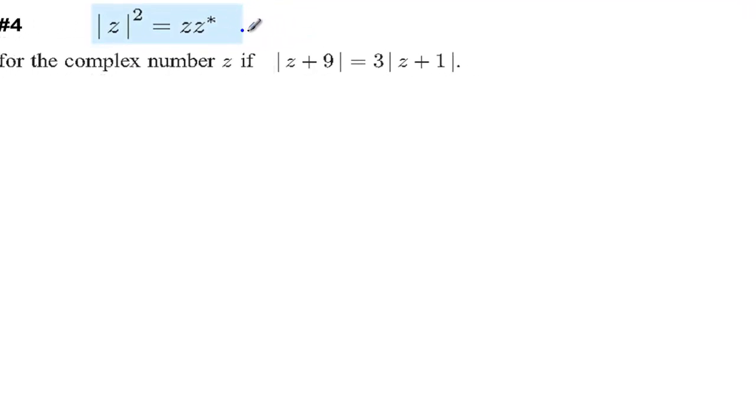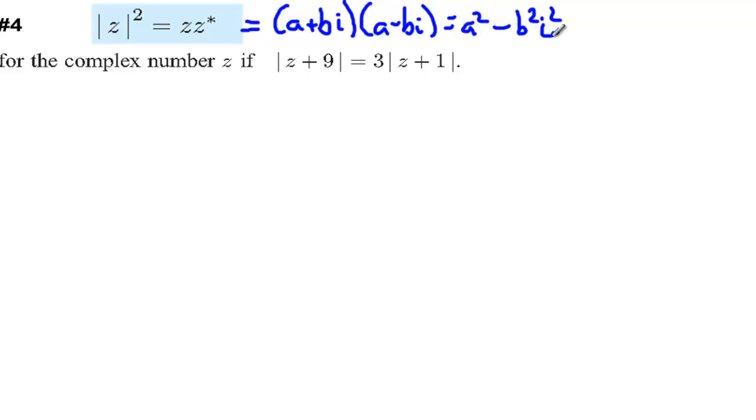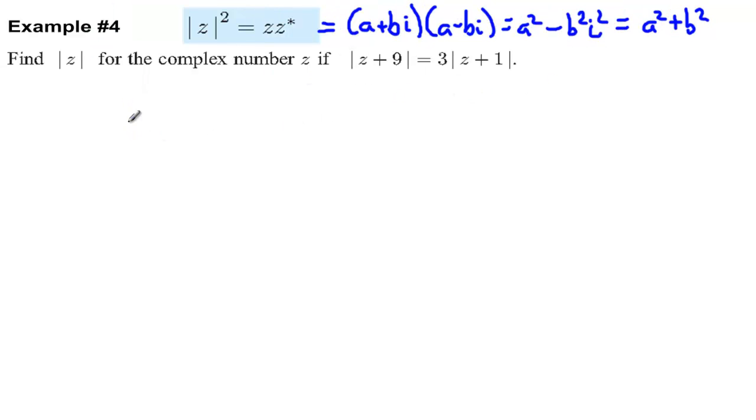Why is that true? Well, if z is a plus bi, then its conjugate is a minus bi. So if I expand that out, I get a squared, the middle terms cancel out, and I get minus b squared i squared. Now, of course, i squared is negative 1, so that'll make that positive, which is a squared plus b squared, which, of course, is the modulus of z squared. We're going to use this fact to solve this equation, solve for the modulus of z. So let's start with our equation.